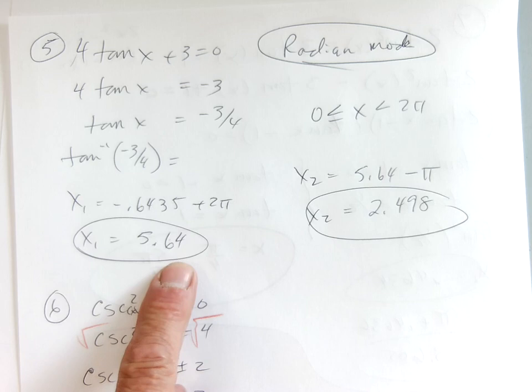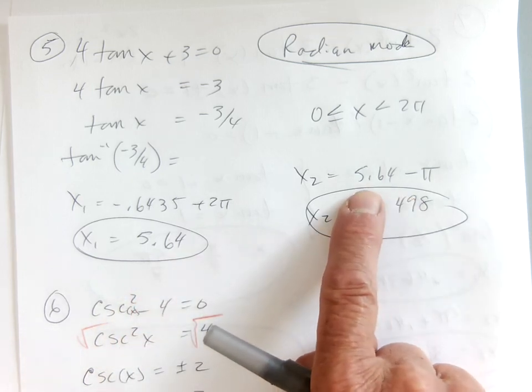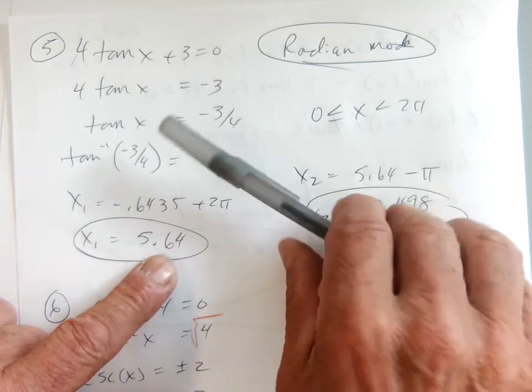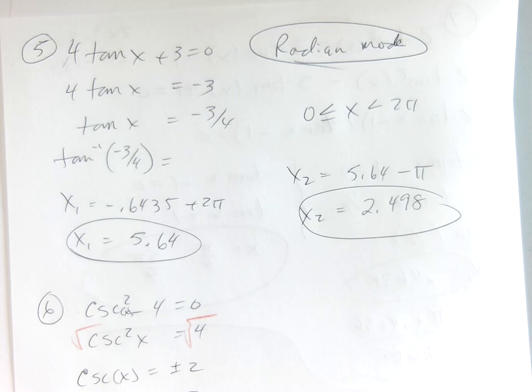It has a second reference angle, and so the second reference angle is to take this first angle and subtract pi from it, because they're exactly pi apart, and I get 2.498.